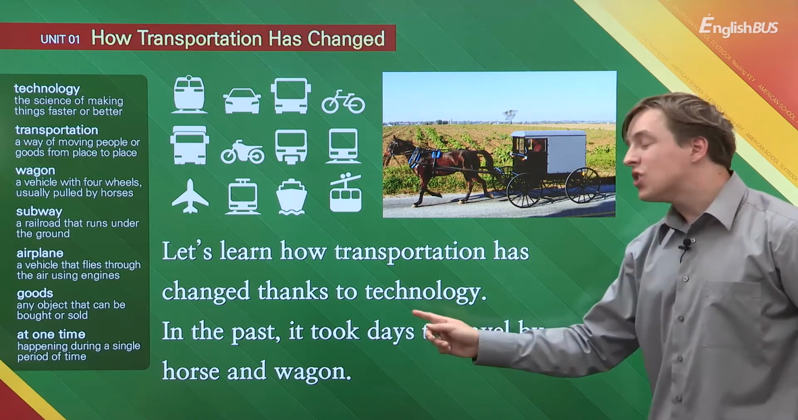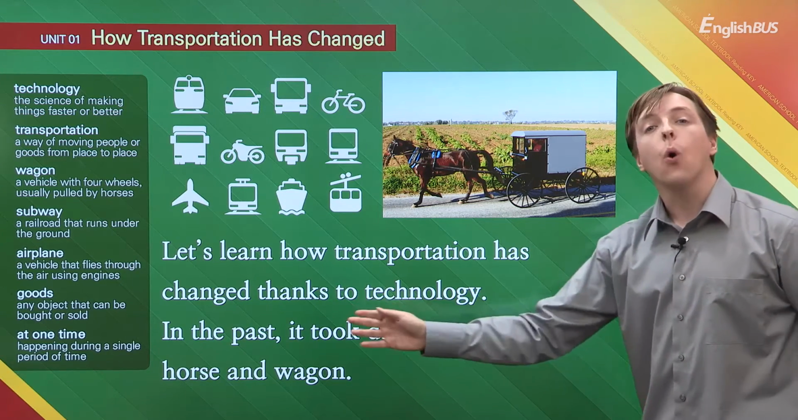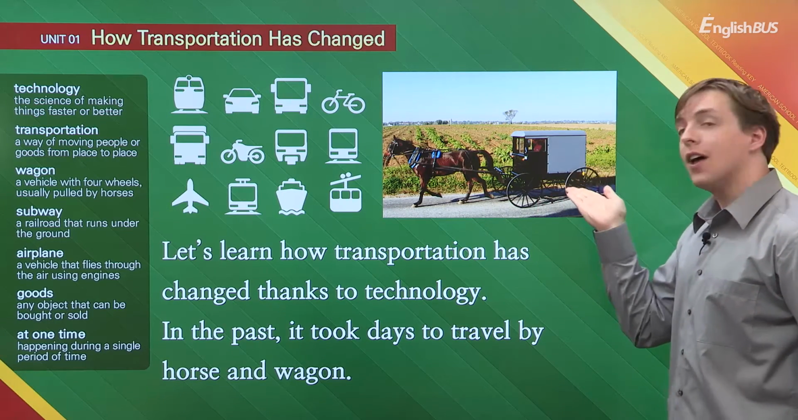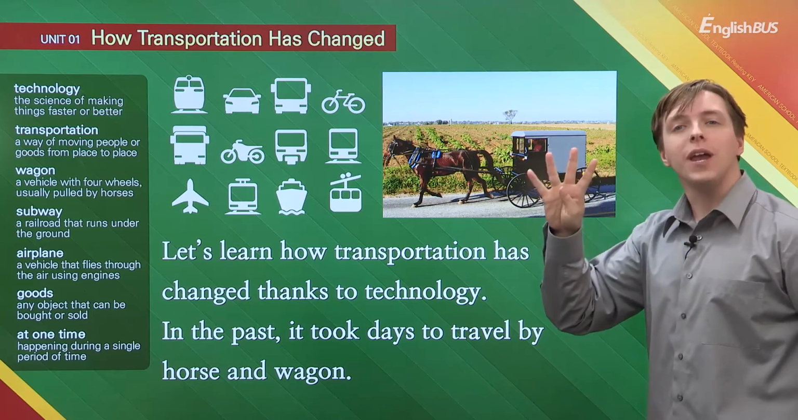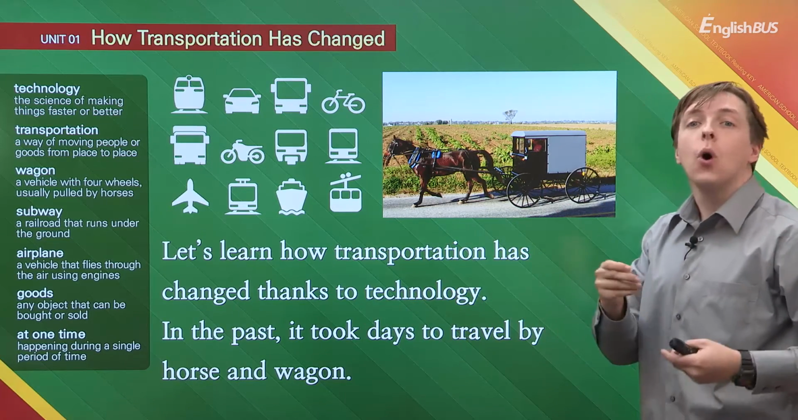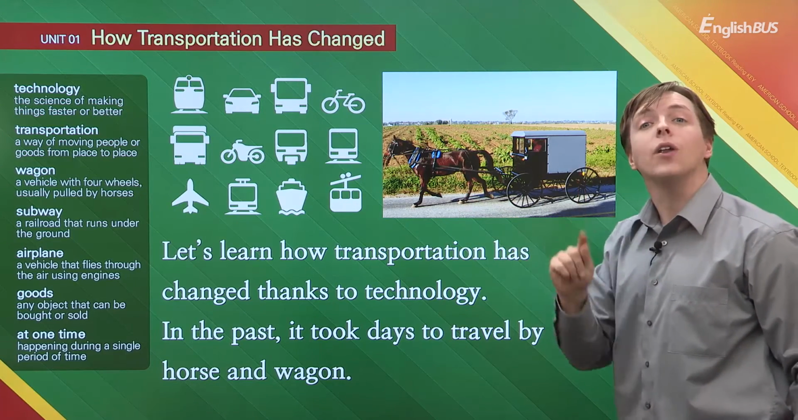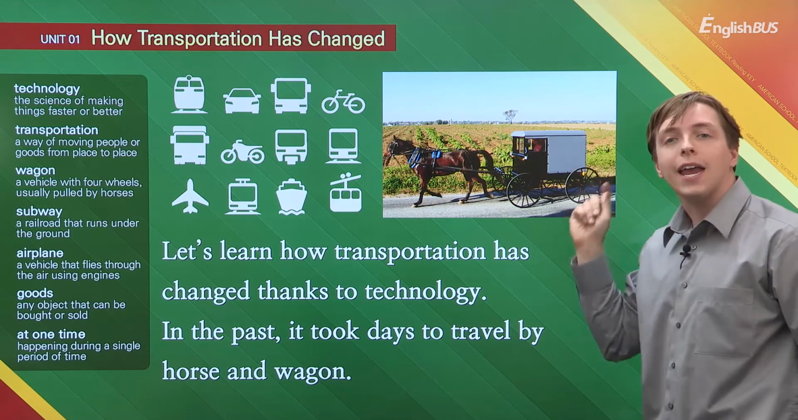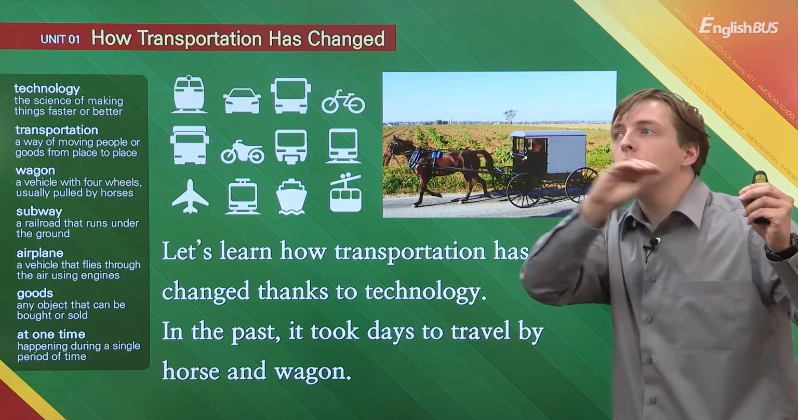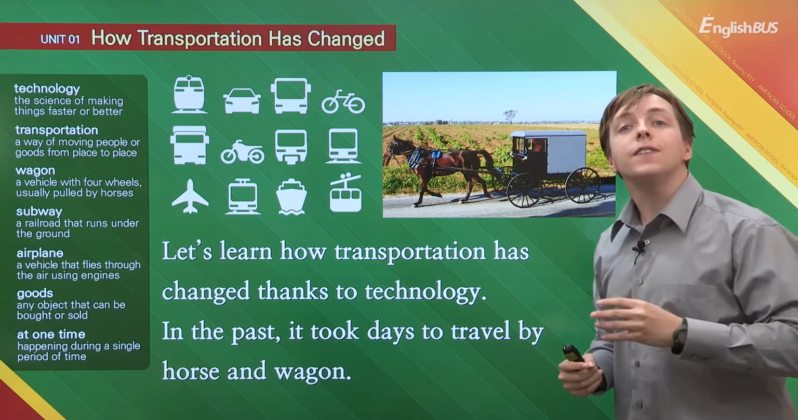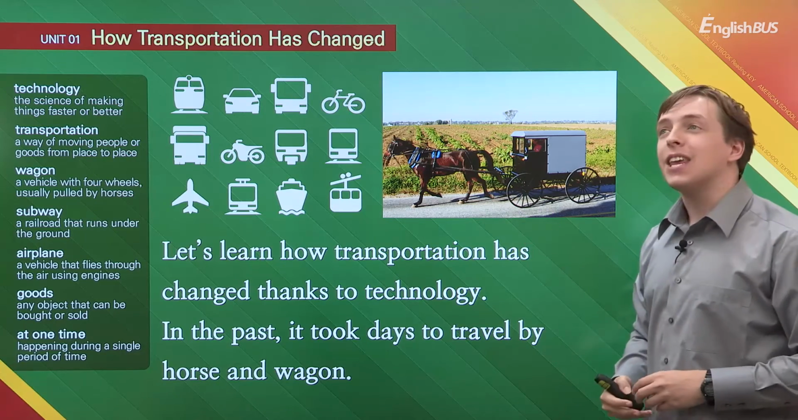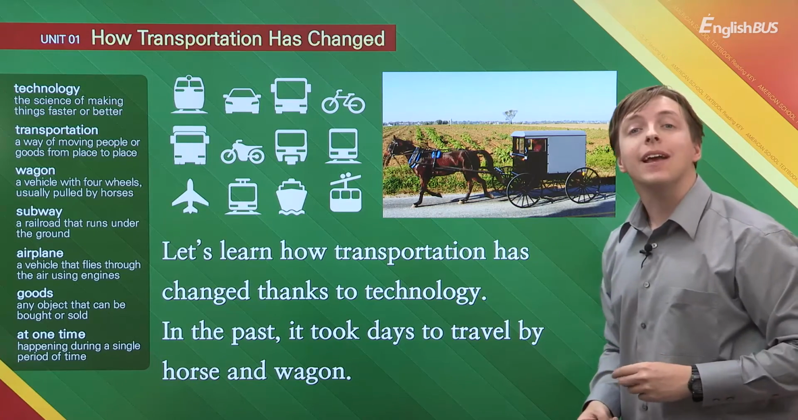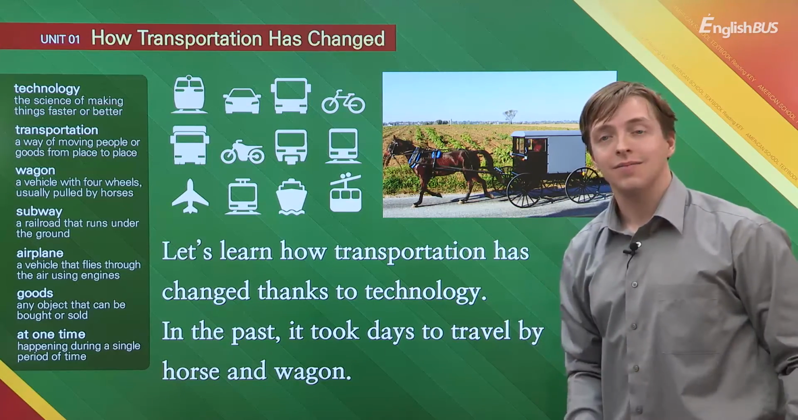In the past, it took days to travel by horse and wagon. Remember that a wagon is this, a vehicle with 4 wheels, and it is pulled by horses, or just one horse. So imagine that you need to travel with a wagon from one city to another city, maybe 50 kilometers. It might take you 1 or 2 days to travel with a wagon, because this is in the past.